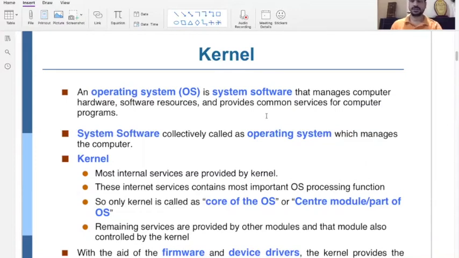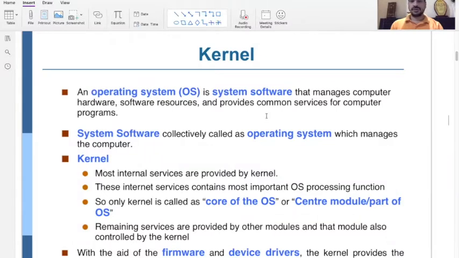We're going to see a new topic called kernel. You might have seen this particular topic in the previous classes where I talked about the kernel. What is the kernel and how is it related to the operating system, that we'll see today.